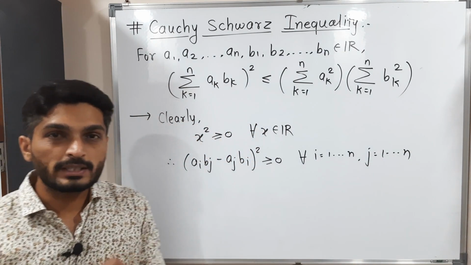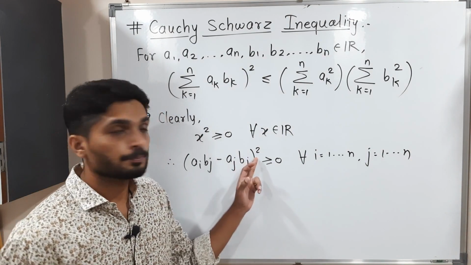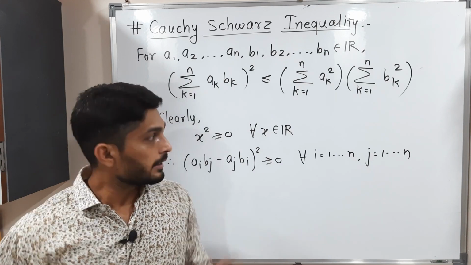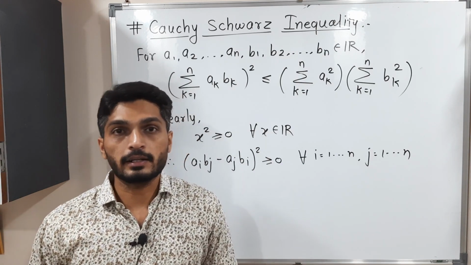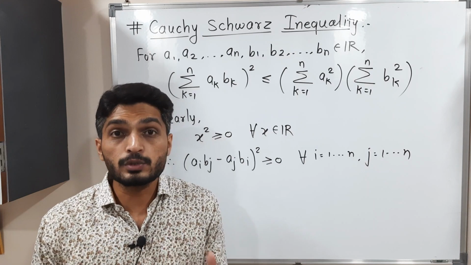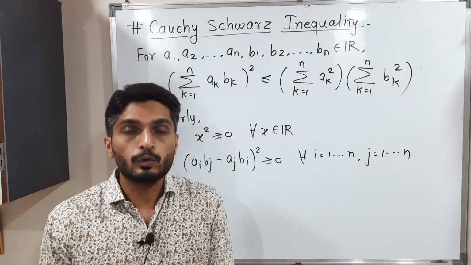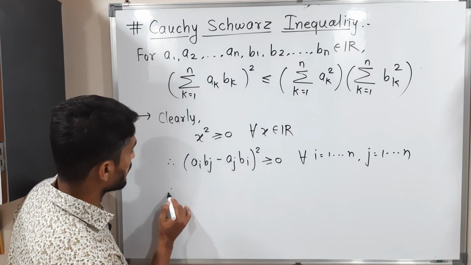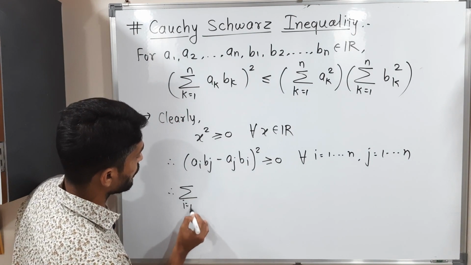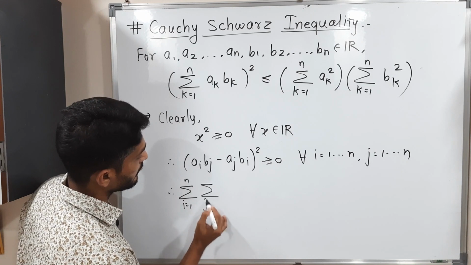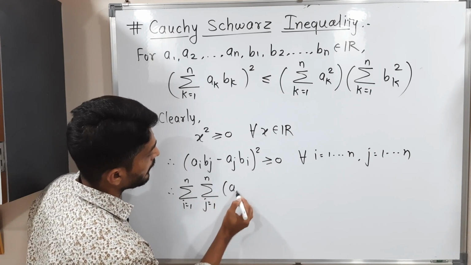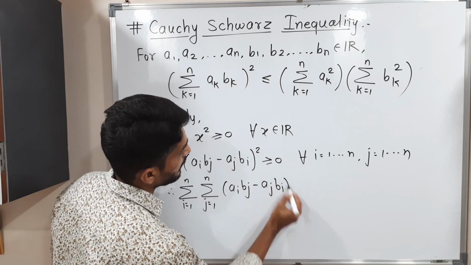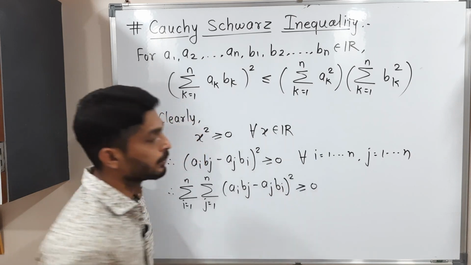It doesn't matter what is inside the bracket, the square is there. That means 100% it is non-negative. It is true for all i and j running from 1 to n. So that's why we can take two summations here. If you add non-negative numbers, again we will have a non-negative number. So therefore, summation i running from 1 to n, summation j running from 1 to n, (ai bj minus aj bi) square is greater than or equal to 0.